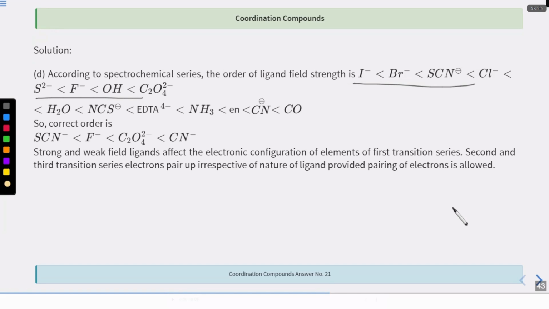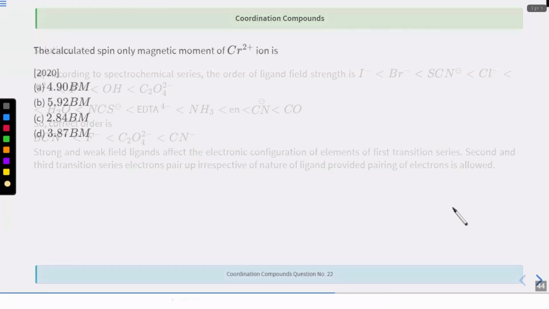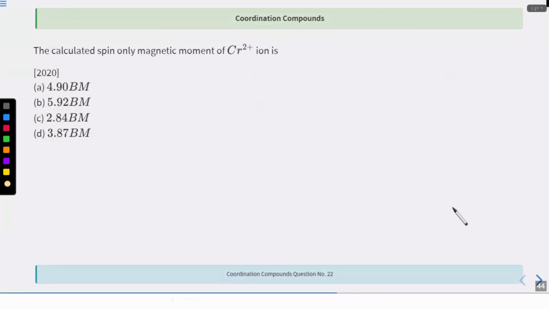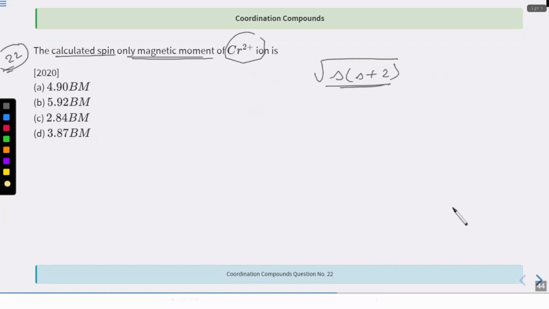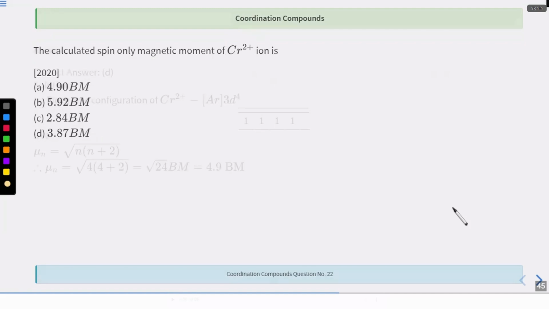Okay. So this was question number 21. Moving ahead, question number 22. The calculated spin only magnetic moment. So, spin only magnetic moment you must have read. It is given by root of S into S plus 2. So for chromium 2 plus I need to calculate. So it is again a simple one.